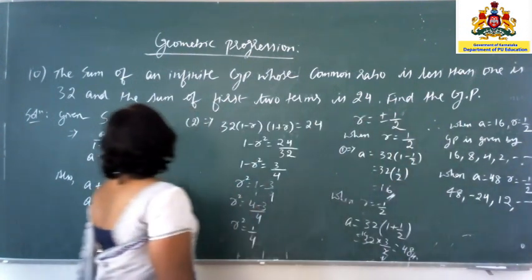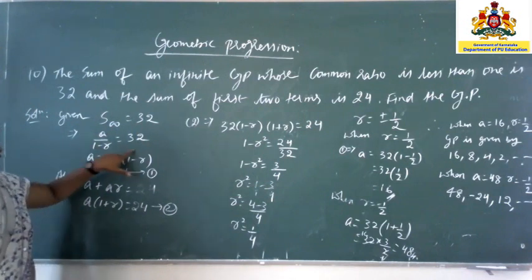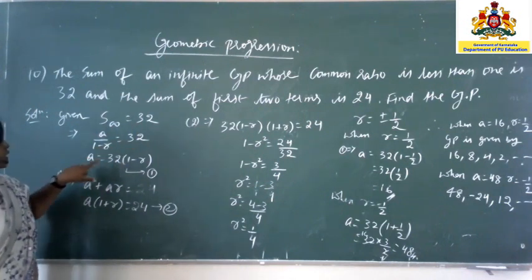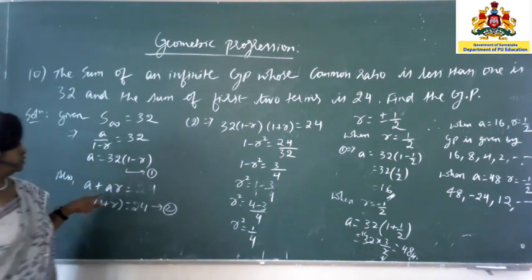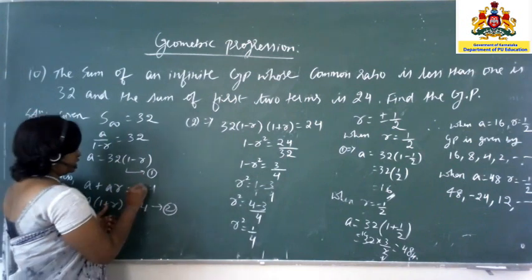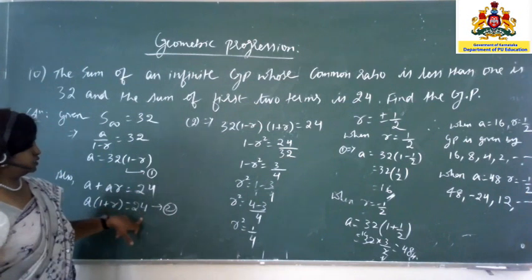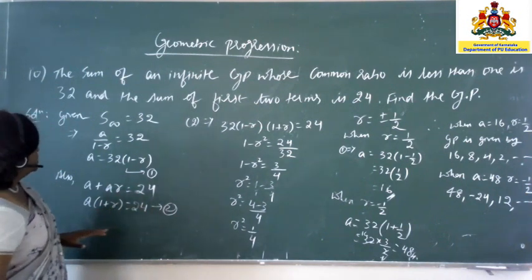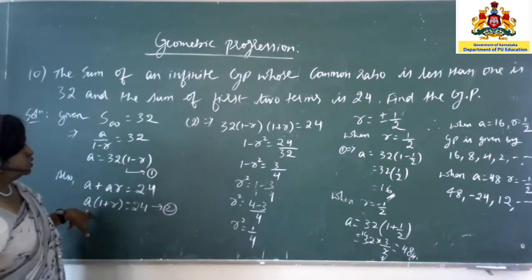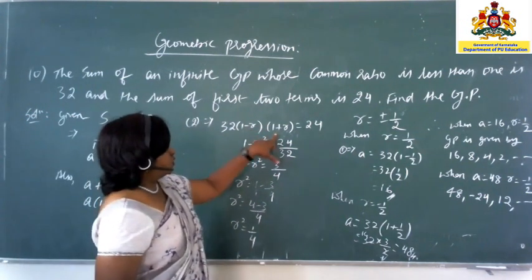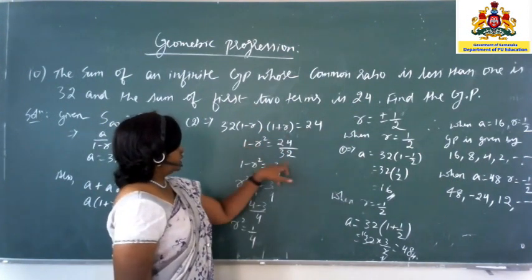So this is how you'll be doing. So given S infinity is 32. So A by 1 minus R is equal to 32. Cross multiply. A is equal to 32 into 1 minus R. Call this as 1. Then also the sum of the first two terms is equal to 24. So A plus AR is equal to 24. So A into 1 plus R is equal to 24. Call this as 2. Substitute A is equal to 32 into 1 minus R in 2. So I'll be getting 32 into 1 minus R into 1 plus R is equal to 24. So 1 minus R square is equal to 24 divided by 32.